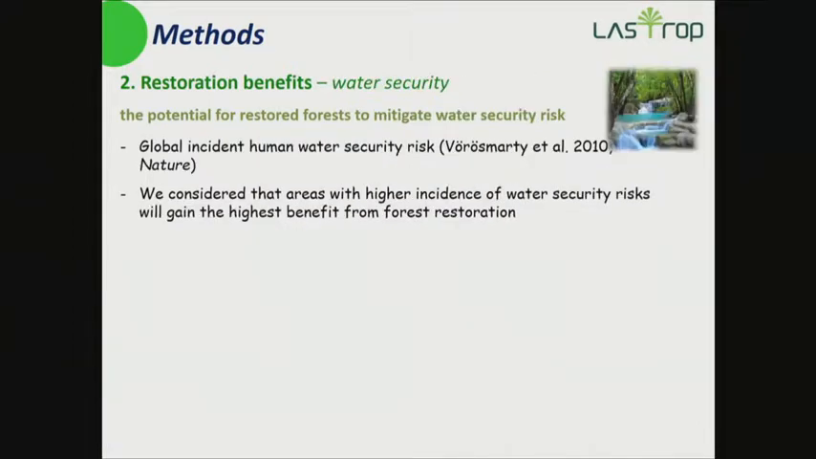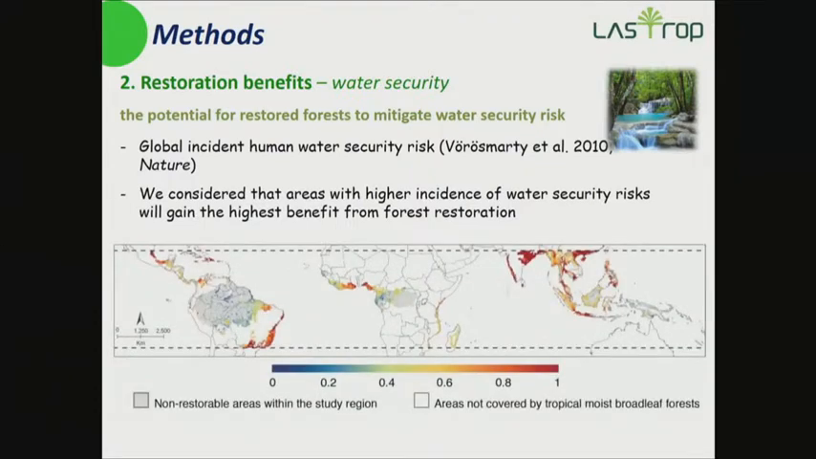And finally, we included a fourth restoration benefit related to mitigating water security risks. So we based this layer on previous research published in Nature 2010, which evaluated the incident risk for water supply to human populations. So what we did, we renormalized this map, and we considered that the higher the risk of water security, the higher the benefits of restoration.